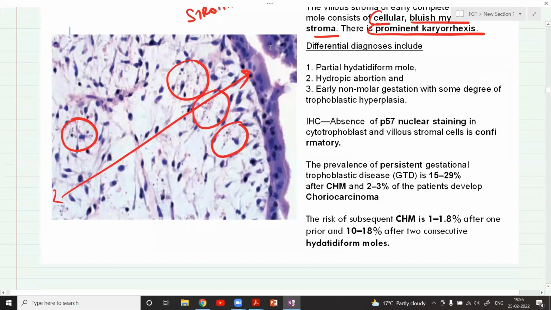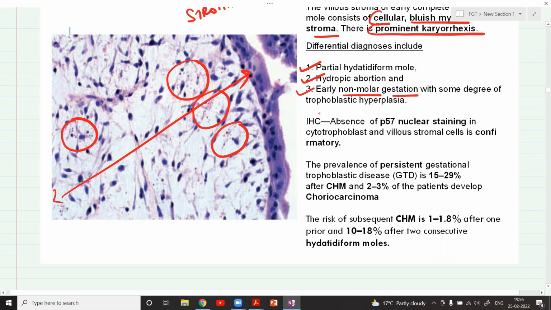So what is the differential diagnosis? Partial hydatidiform mole, we are going to discuss how we differentiate. Then hydropic abortion. Early non-molar gestation means some gestation which resulted in a miscarriage, but that is not a molar gestation. It was non-molar because of some other cause. I will also discuss how they look.